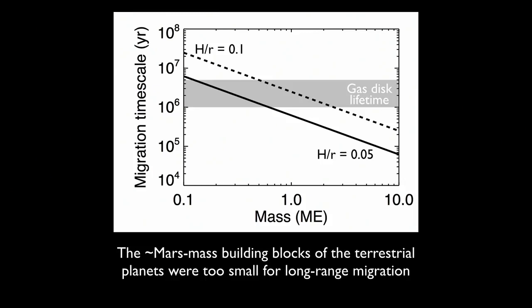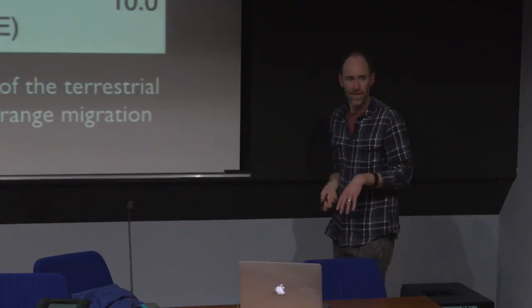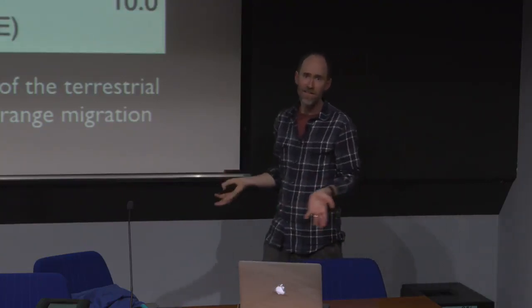But anyhow, the point is the terrestrial planets formed from, as we heard, Mars mass things. Those are about 0.1 Earth mass objects. The migration timescales for those bodies are really long. They're longer than the lifetime of the disk. What does that mean? It means that migration of those bodies didn't play a role in forming the terrestrial planets or delivering water to Earth, although they could matter in some other cases.